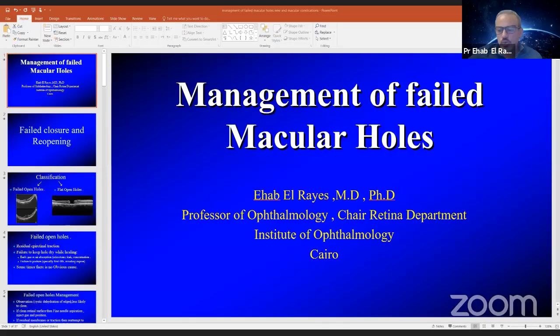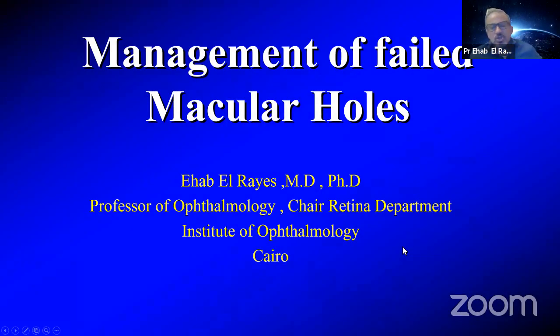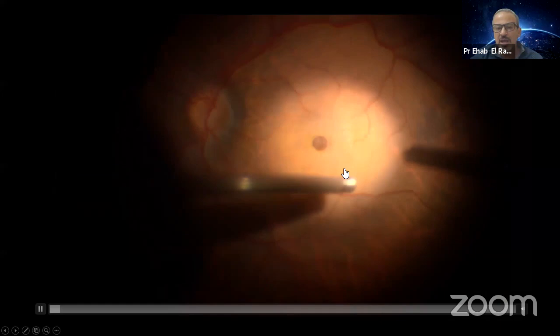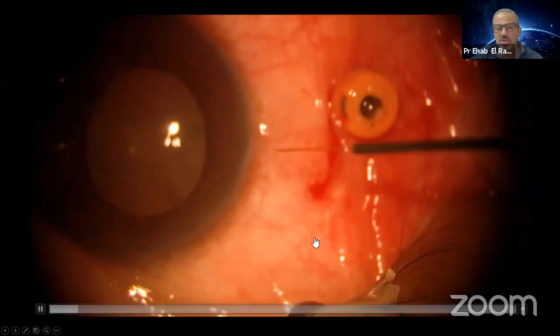Good evening, everybody. I'm privileged to join you all in this discussion, and I will focus on the management of failed macular holes. My discussion will be more of an introduction to the next talks, including the rest of fluid in between. In real life, this is a patient that already had a vitrectomy and ILM peel.